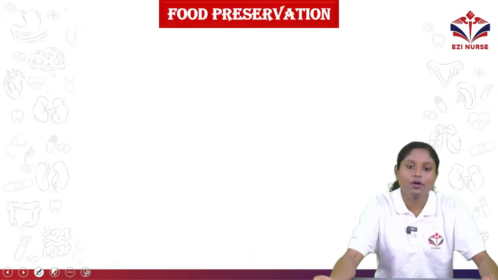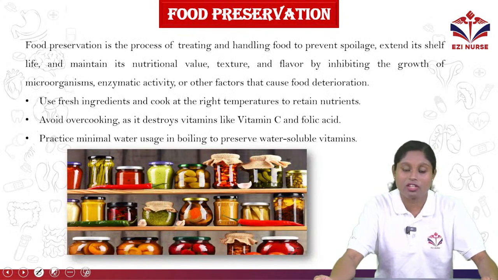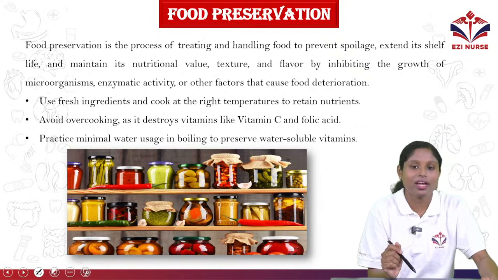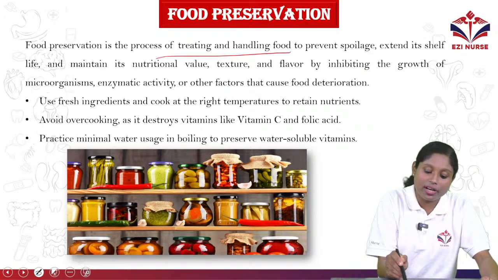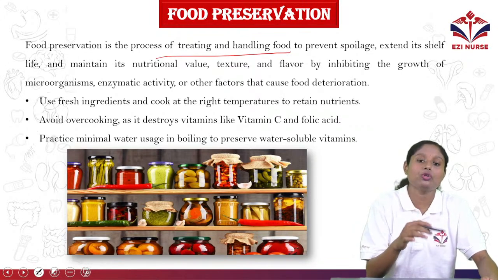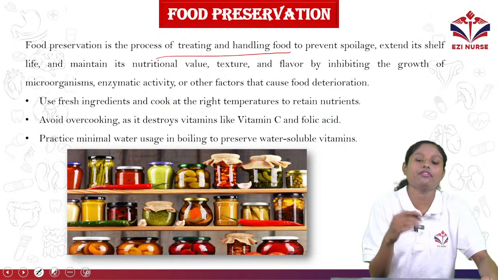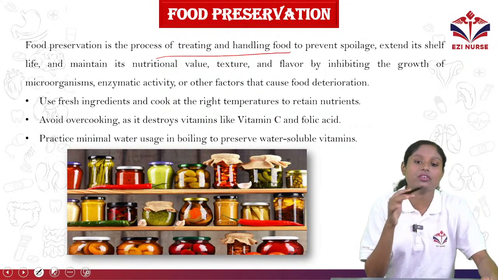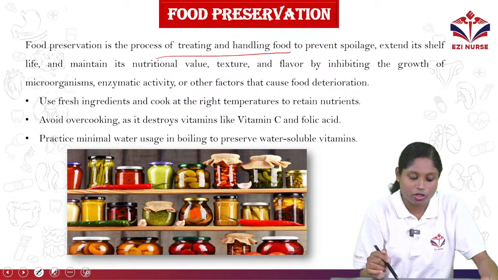Now let's see food preservation. How do we do preservation? Food preservation is the process of treating and handling food to prevent spoilage. We are preserving the food to keep it free from spoilage. Sometimes food will be wasted, so we are preventing the wastage. That is what is called food preservation.